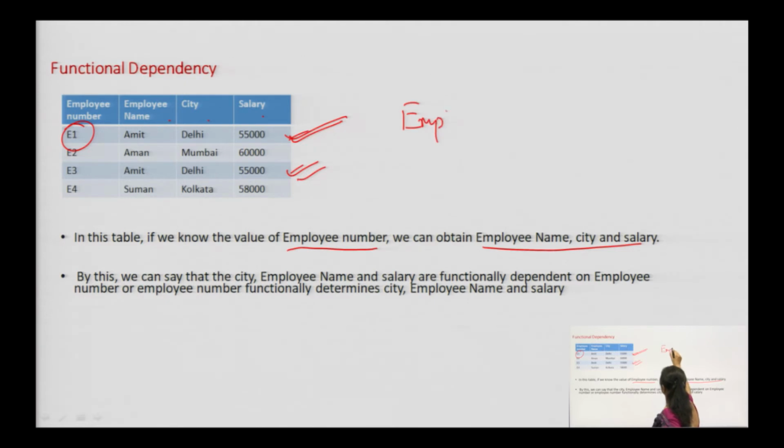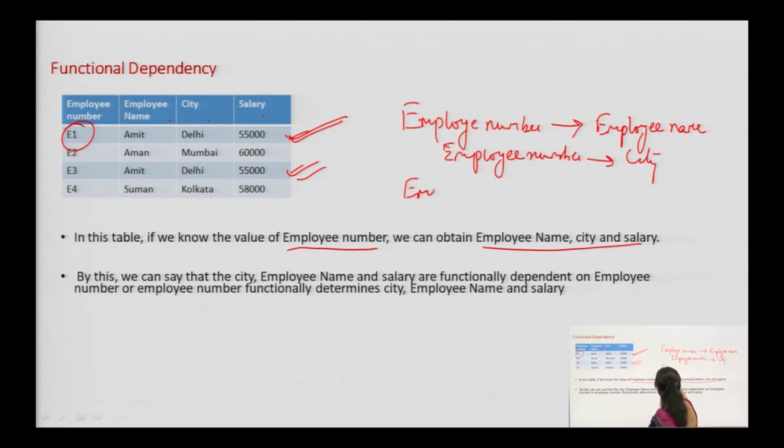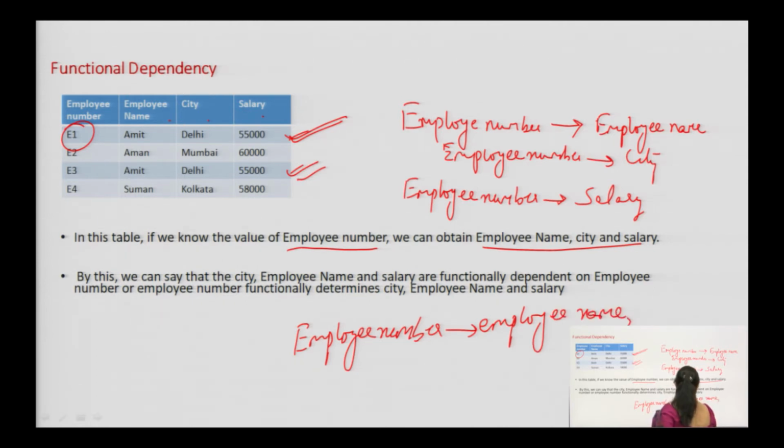We will say employee number determines employee name, employee number determines city, and employee number determines salary, or we can also put it like employee number determines employee name, comma, city, comma, salary, and this is what a functional dependency is.